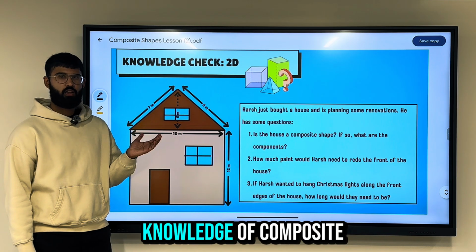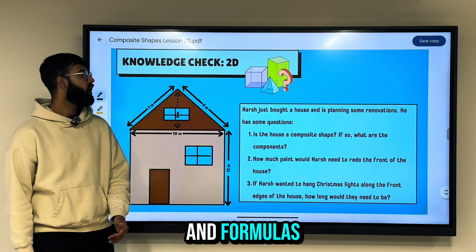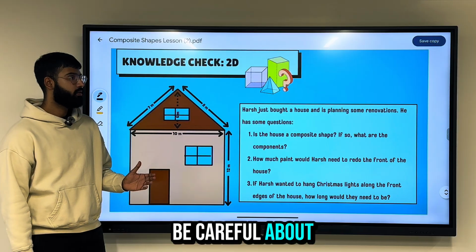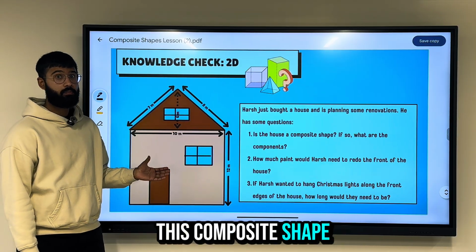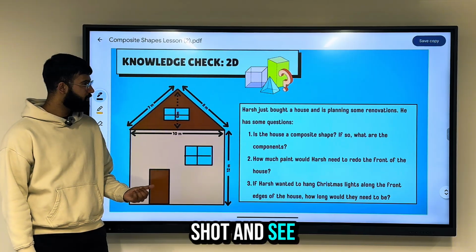With your newfound knowledge of composite shapes and how to apply past properties and formulas, I want you to try out this knowledge check word problem. Be careful about the components of this composite shape and how to apply those formulas of area and perimeter. Give it a shot and see if you can solve it.